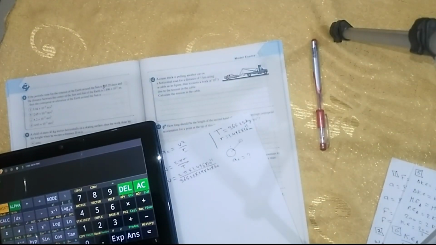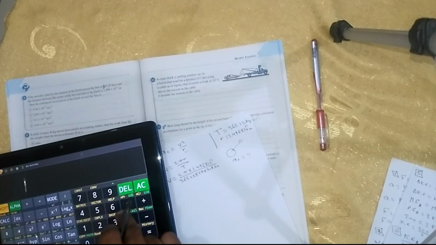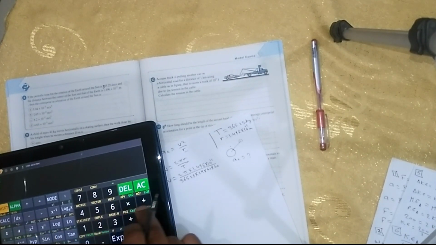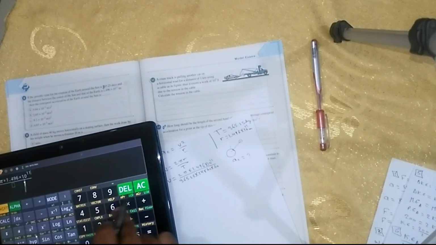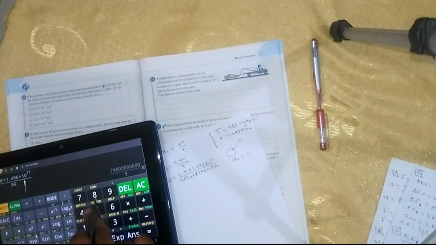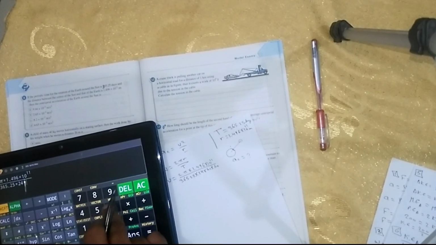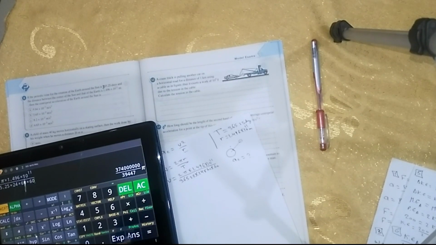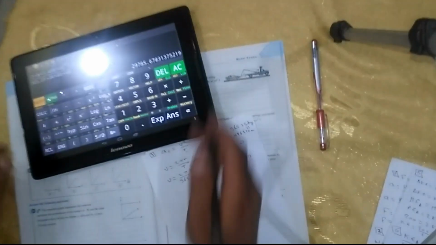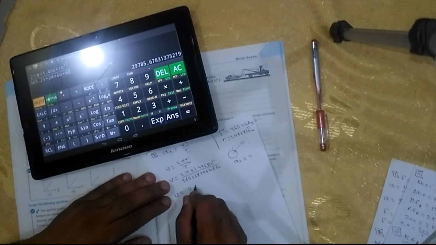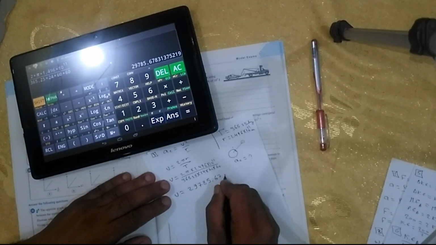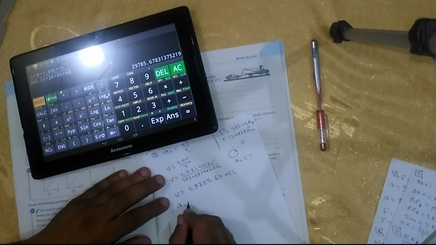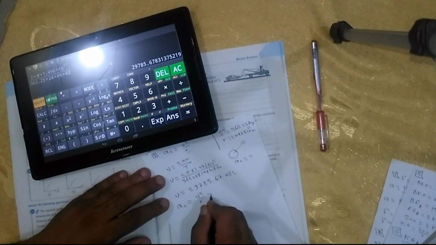2 pi multiplied by 1.496 times 10 to the power 11 over 365.25 times 24 times 60 times 60. Okay, velocity equals 29,785.67 meter per second. Now we can get AC.